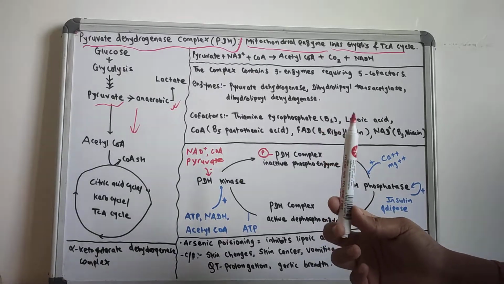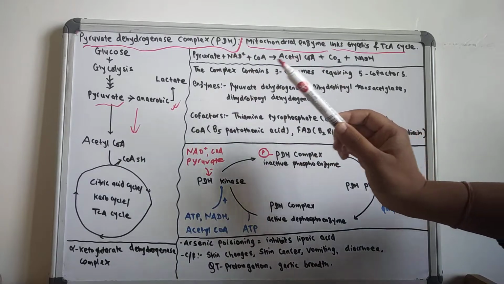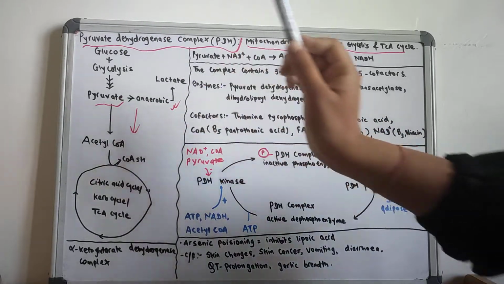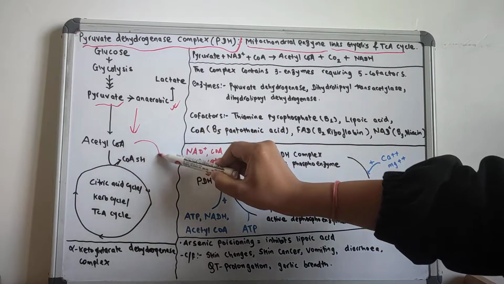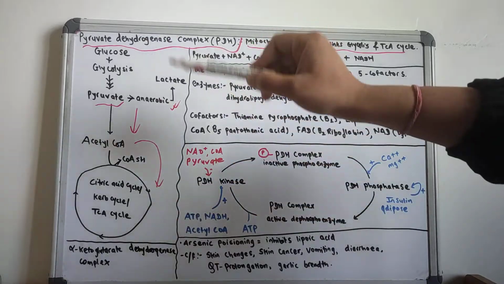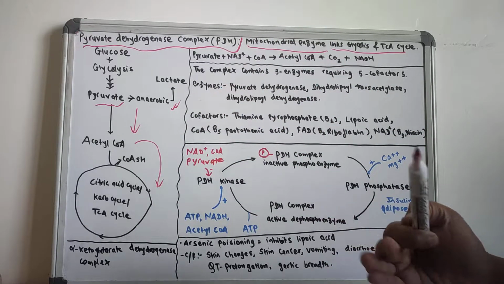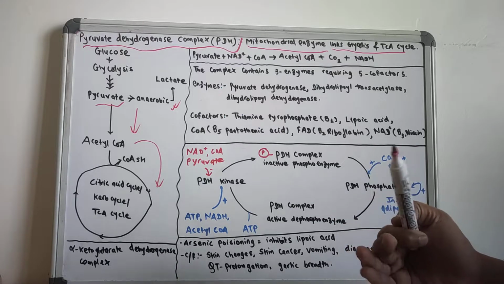So again I am going to tell you, from the glucose after glycolysis, pyruvate is obtained, and pyruvate upon action by the pyruvate dehydrogenase complex, acetyl coenzyme A is produced, and from the acetyl coenzyme A, the citric acid cycle is commenced. So this is one of the main things you have to know in the pyruvate dehydrogenase complex enzyme.